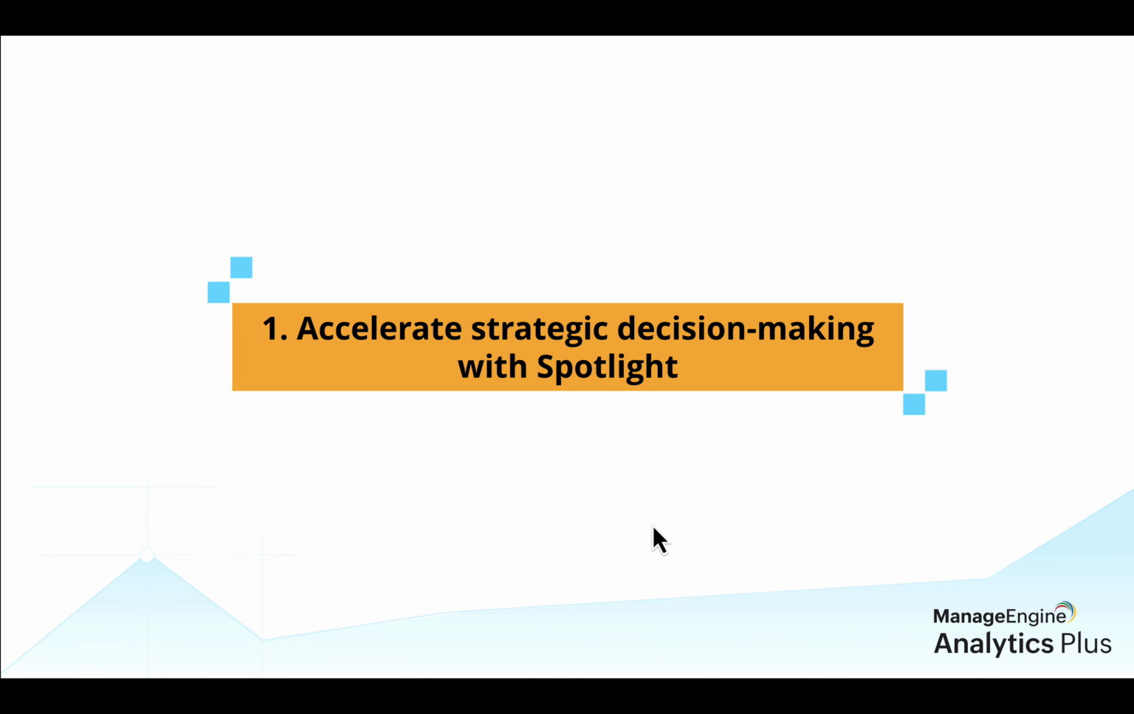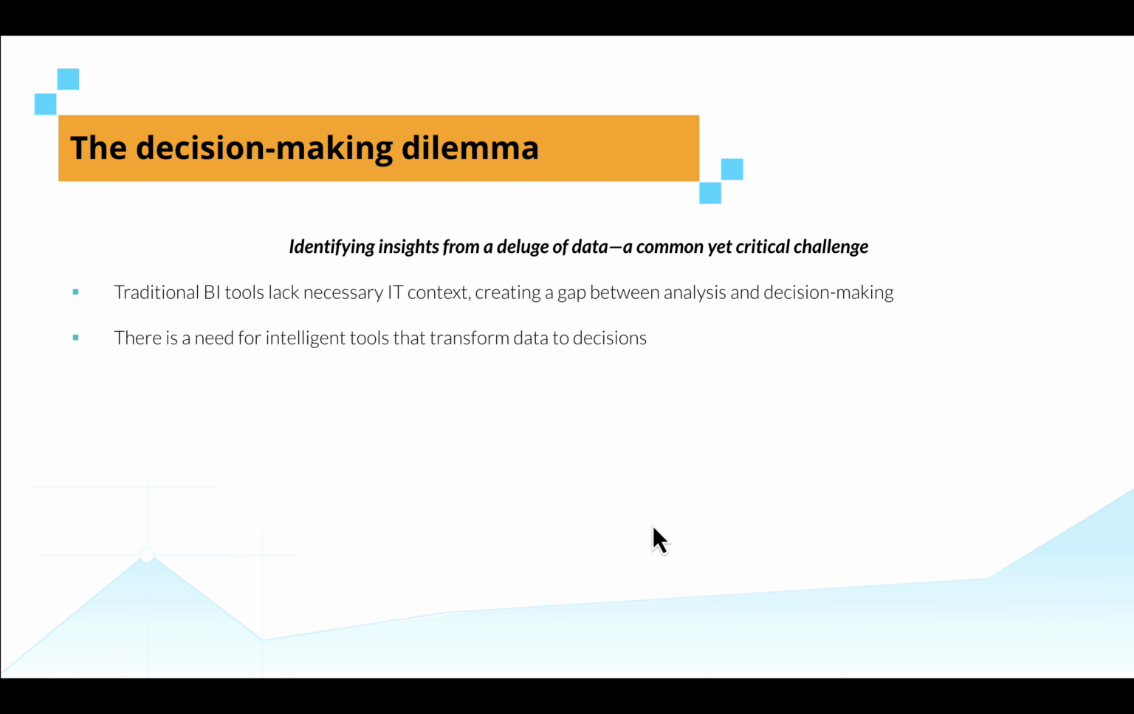The first feature that we'll be discussing today is about accelerating strategic decision making with Spotlight's contextual recommendations. In a world where IT operations moves at a lightning speed, IT managers face an ever-growing challenge, identifying inefficiencies amidst the vast amounts of data. While traditional BI tools remain essential for uncovering insights, they often fall short in providing necessary IT context and in-depth analysis, limiting their effectiveness for immediate, impactful decision-making. This creates a critical gap between data analysis and actionable strategies.